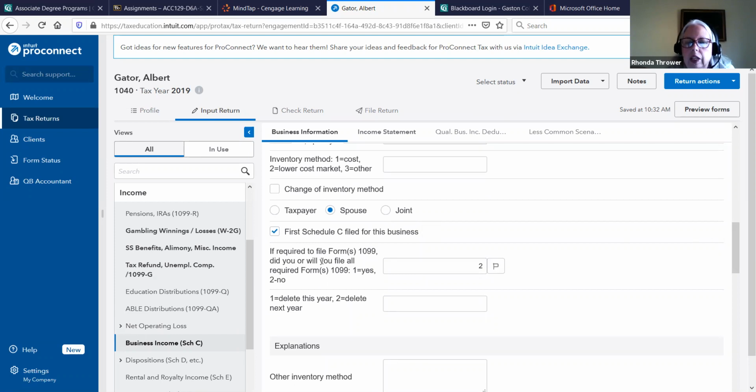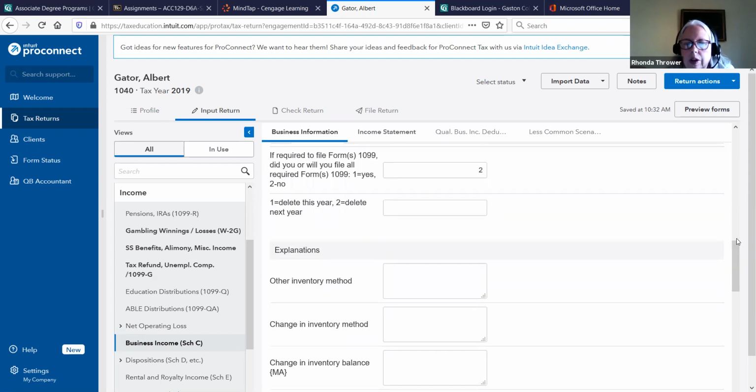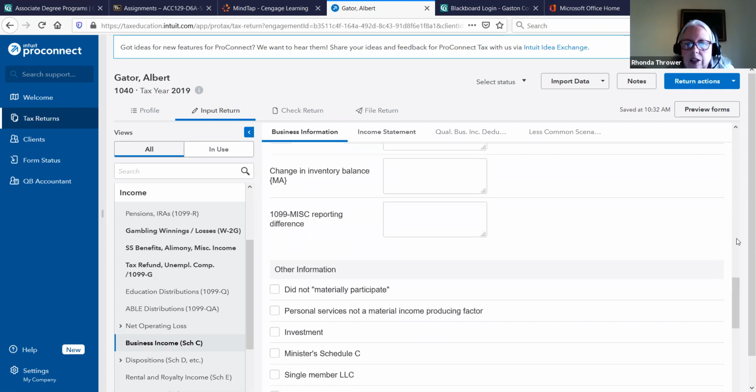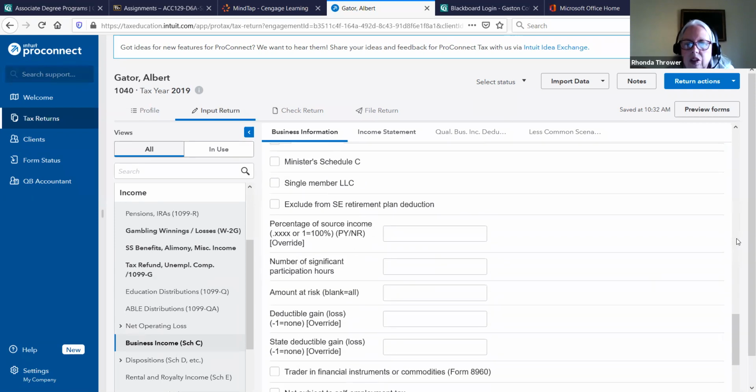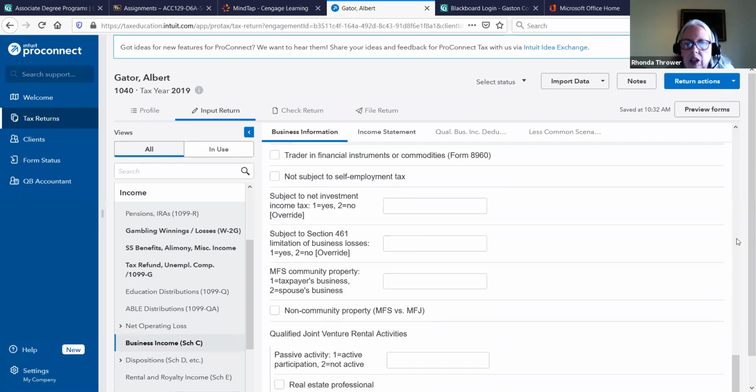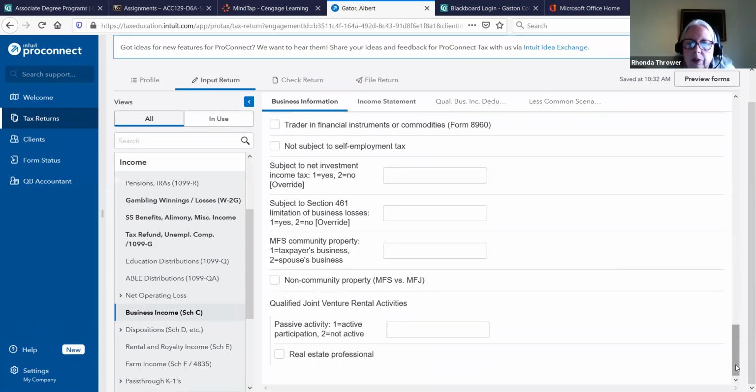And it didn't mention anything about 1099 forms in this problem, so I went ahead and just put no, and the answer to no was number 2 here. And then the rest of these really didn't mention anything about them. So that's basically all I entered in about the company. In the real world, you would look at all these different sections and see if they applied to your client, but none of these really applied to this client.